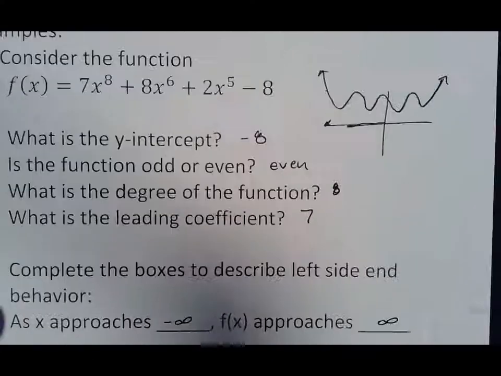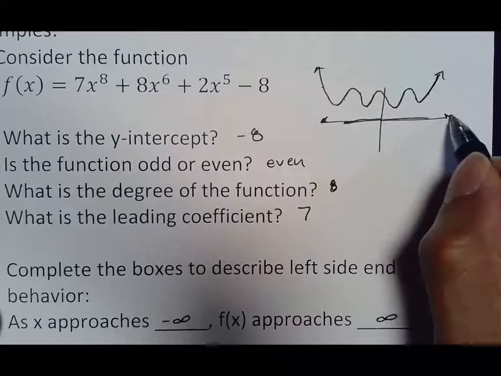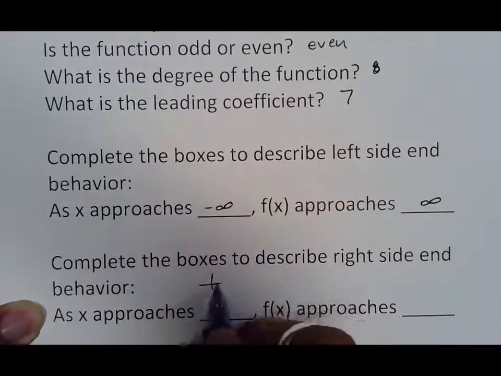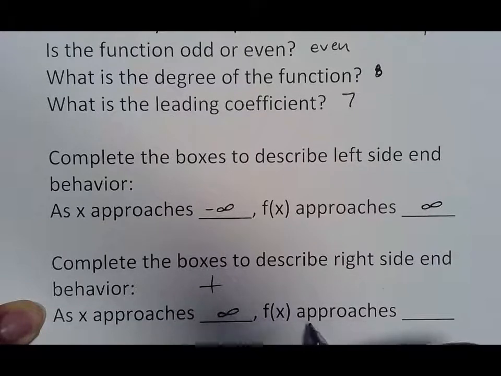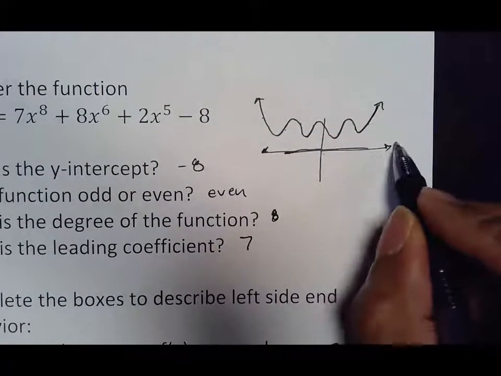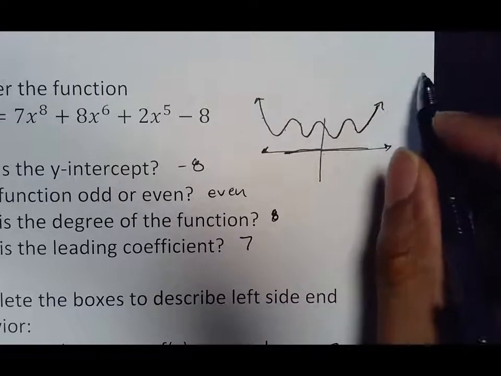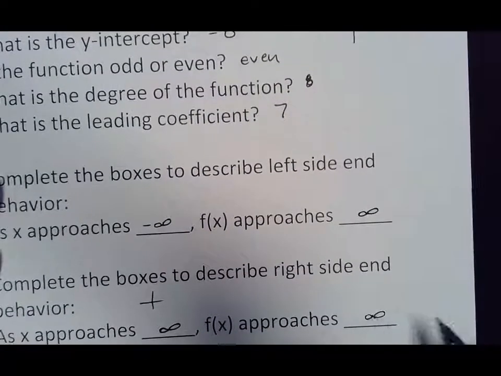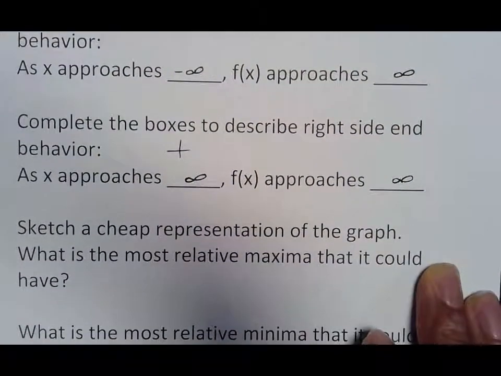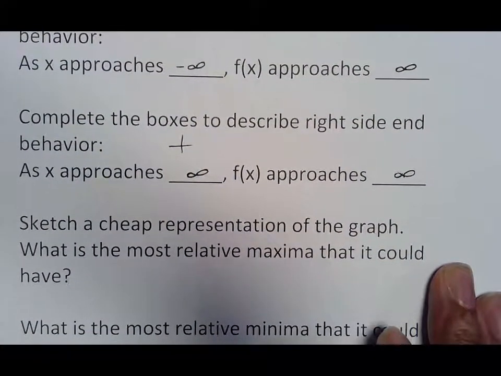Right side behavior. As you go to the right, so as x approaches, again as x, which would be on your graph there, x would be this way, so as x approaches infinity, f of x approaches what here? So as x goes to the right, what is this graph going to do? It's going to go up, which means that it also approaches infinity. I think we just sketched a cheap graph.